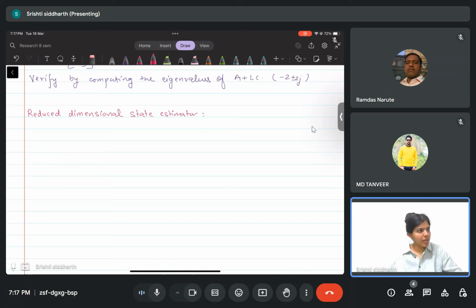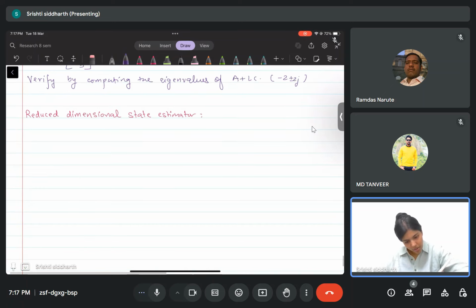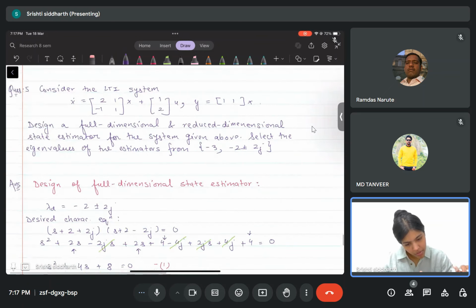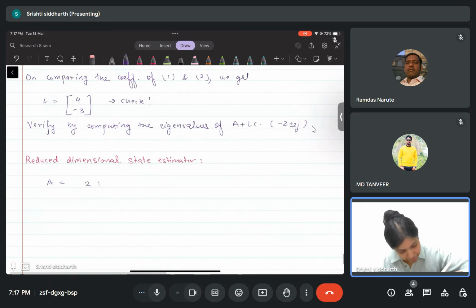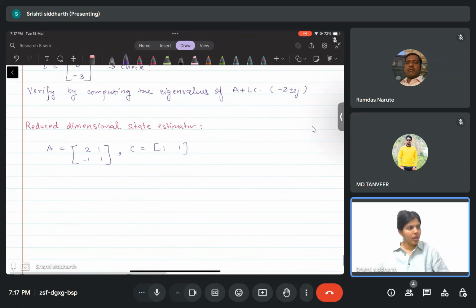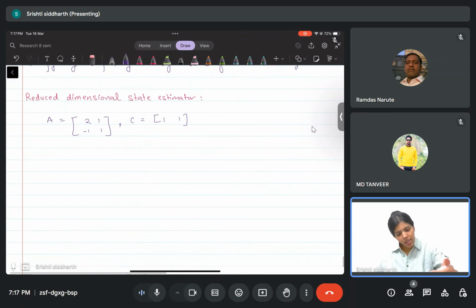I have the matrices A and B. I'm going to write this down again. A was 2, 1, 1, 1, and C was 1, 1. So we have n equals 2.